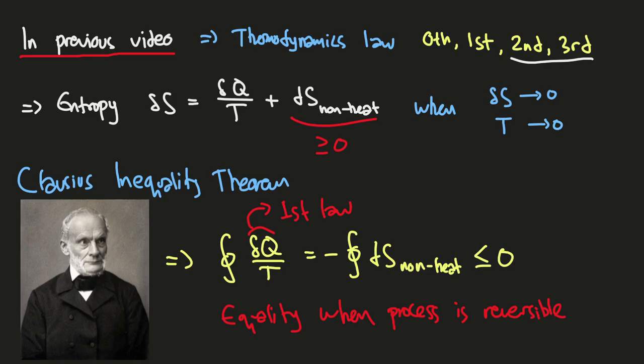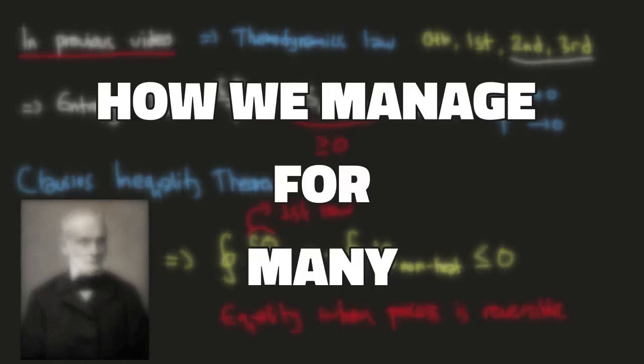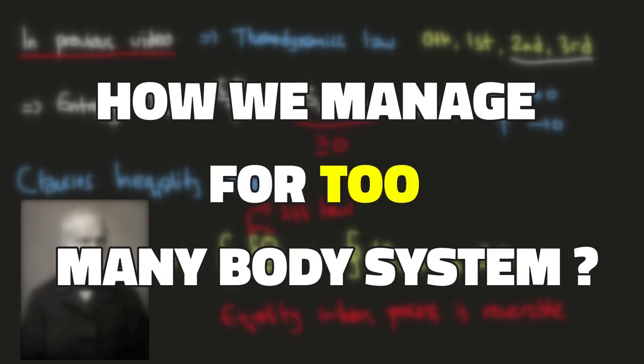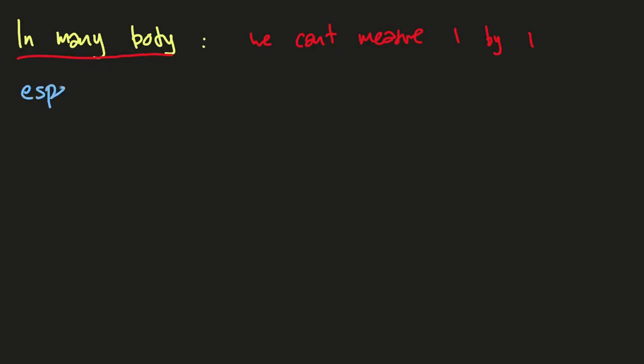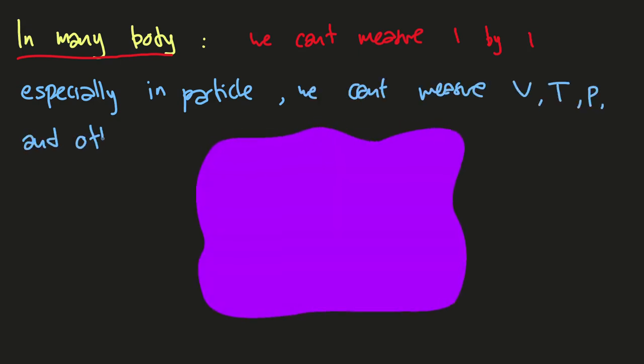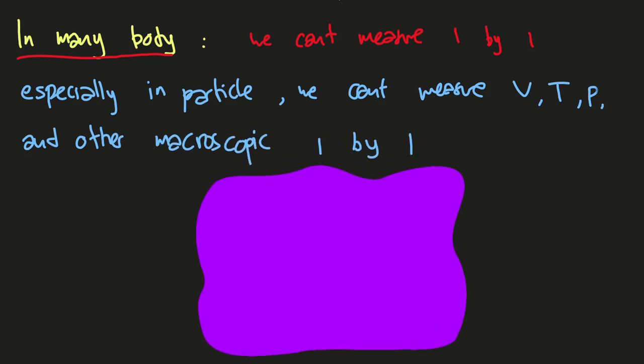Now comes the real problem. How do we manage a many-body system, or especially a system with too many bodies? Well, let's go to the next section. In a many-body system, we can't measure one by one. I mean, how would we measure one by one for so many bodies? Especially with particles, which are always in a group or a very large group, we can't measure volume, temperature, pressure, and other macroscopic quantities one by one. Why?